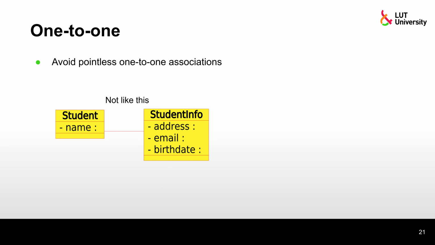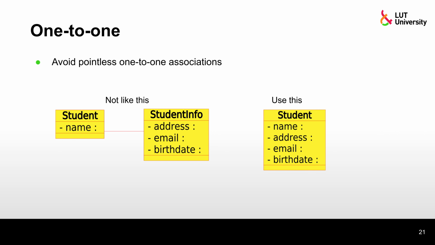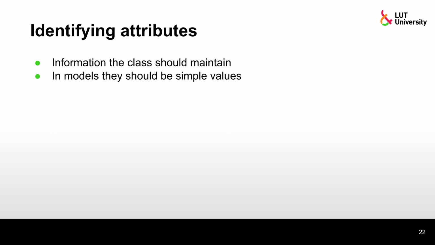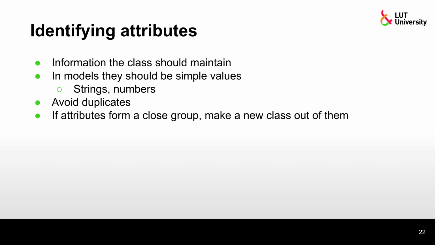And then there are cases where we have a one-to-one association, and basically we are avoiding them. It's pretty much pointless to have this kind of association, where we have the student class and then a student information class. These could be combined. We can use only a student class that has the name, address, email, and birth date attributes. How do we identify attributes? They are the information the class should maintain. In models, they should be very simple values, strings, numbers, and we are trying to avoid duplicates. If attributes form a close group, it's probably good to make a new class out of them.